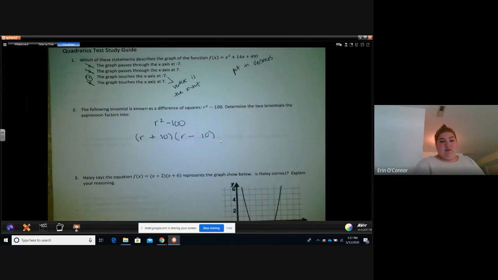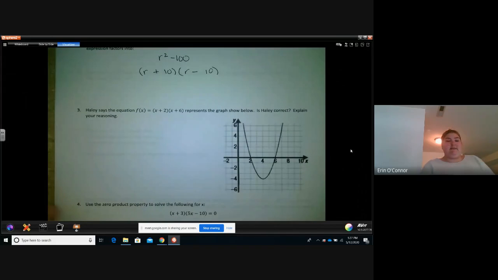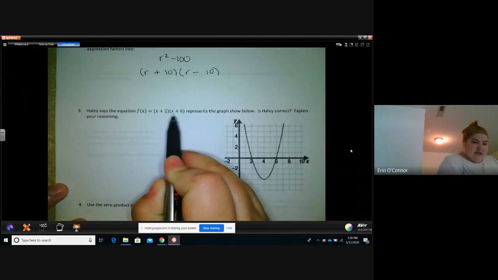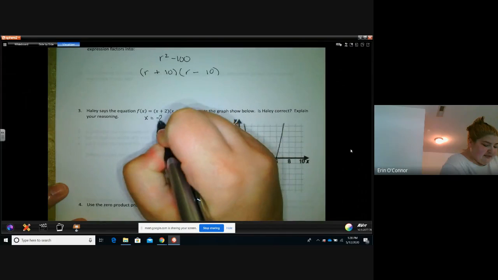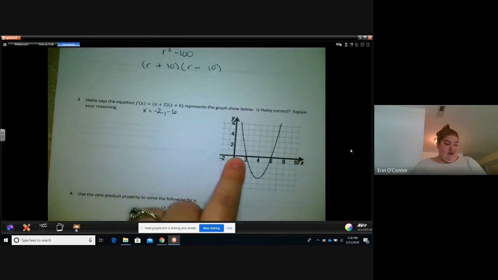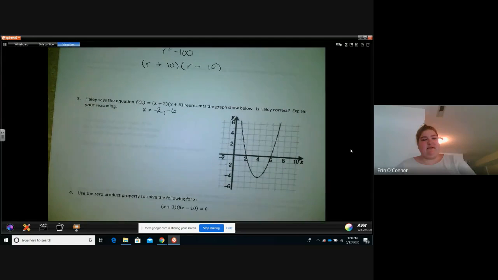For the next one, Haley says the equation f of x equals x plus 2 times x plus 6 represents the graph shown below. Is Haley correct? Explain your reasoning. So what we're going to do is we're going to put this into Desmos. But before we do that, these are the factors. So what should the zeros be? Well, the zeros should be the opposite. So -2, -6. The zeros are also the x-intercepts. Are those the x-intercepts? No, the x-intercepts are a +2 and a +6.